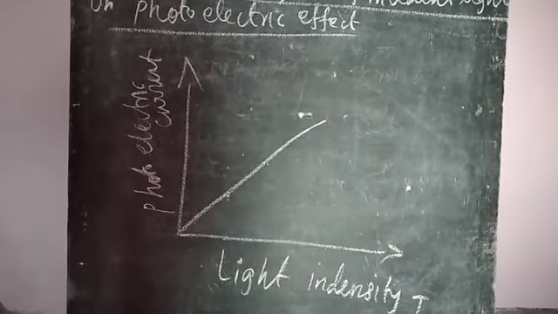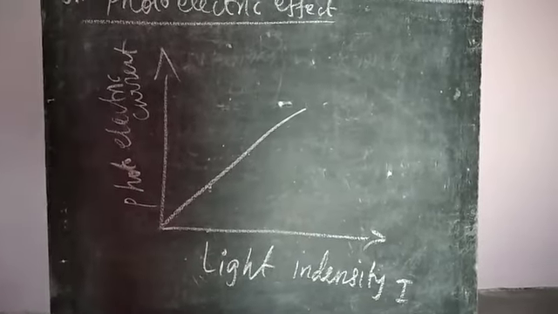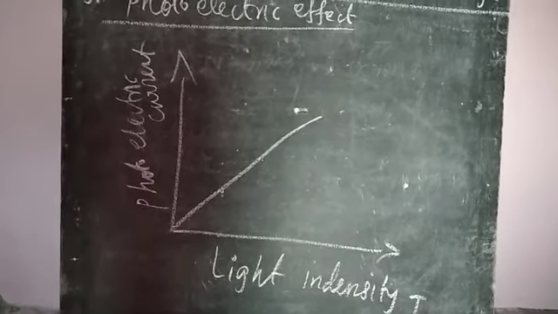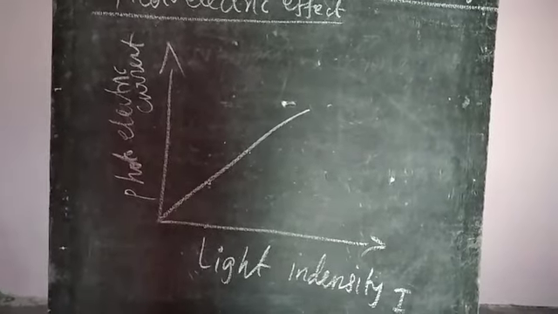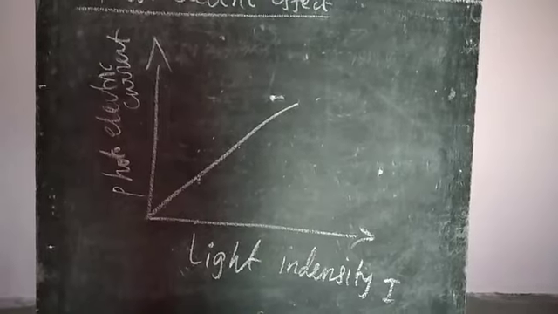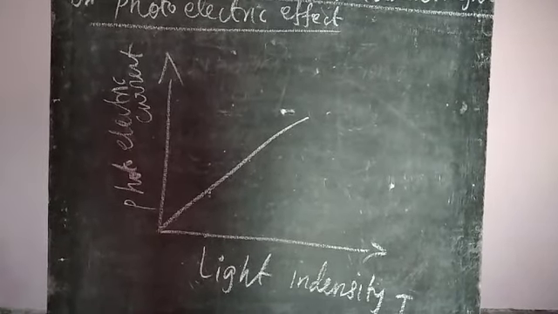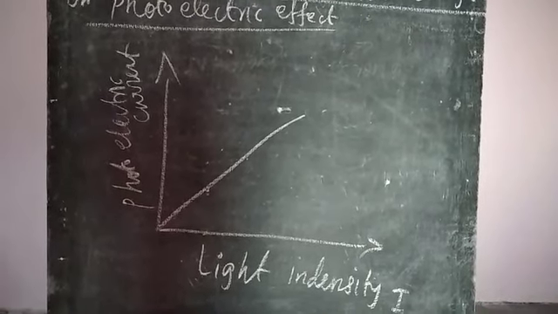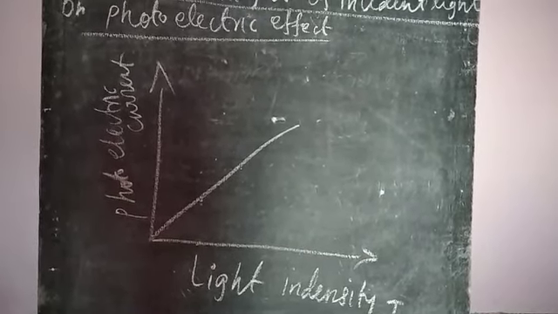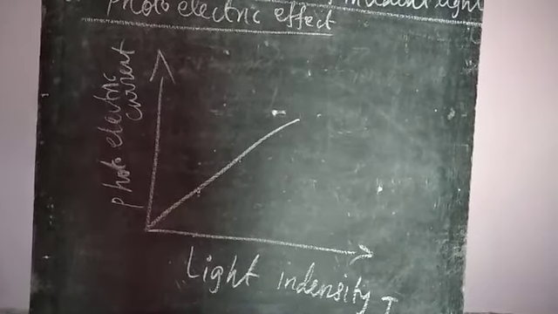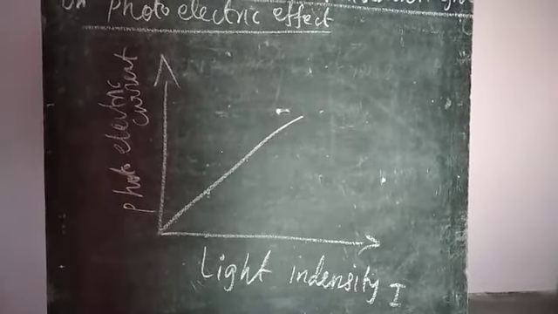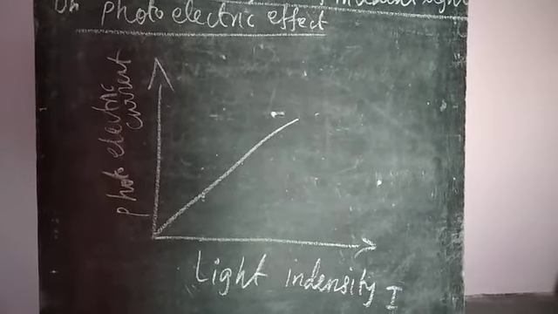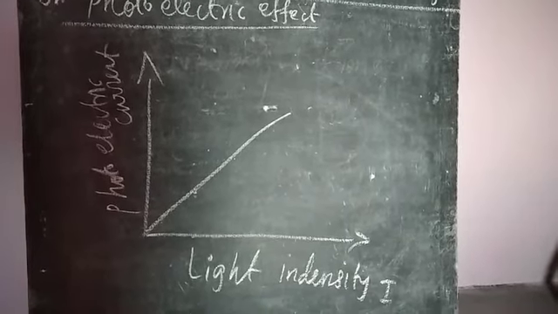This straight line indicates that the number of electrons emitted, that is the photoelectric current, is directly proportional to the intensity of incident light. This means that as the intensity of incident light increases, the photoelectric current, that is the number of electrons emitted from the cathode, also increases. When the intensity decreases, the photoelectric current also decreases. So the number of electrons emitted per second is directly proportional to the intensity of incident light.